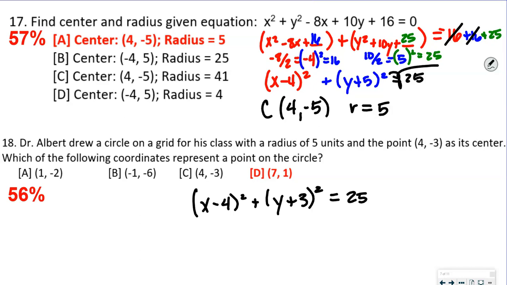So what we would do is substitute all of these in. And the only one that works is 7, 1, okay? So 7 minus 4 is 3. 3 squared, okay? And then this is 1 plus 3, so that's going to be 4 squared. So that's actually 9 plus 16, which is 25. And so if 25 equals 25, then the point is on the circle, right? So you had to test all of these to see which one actually worked.